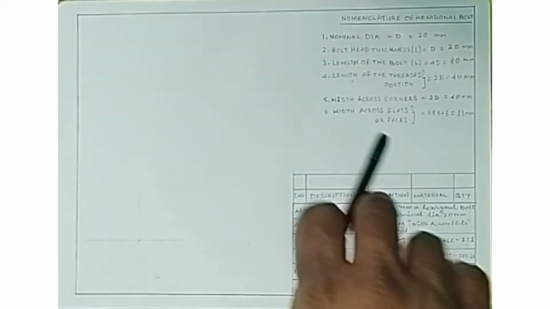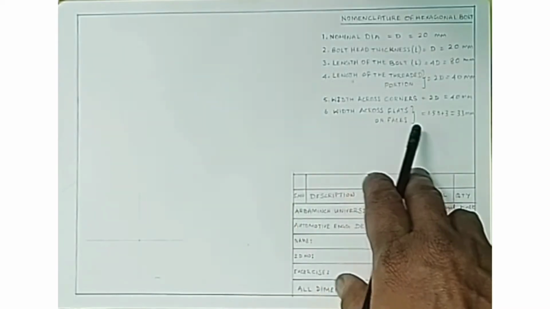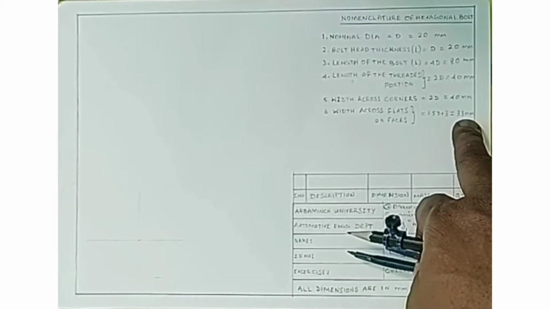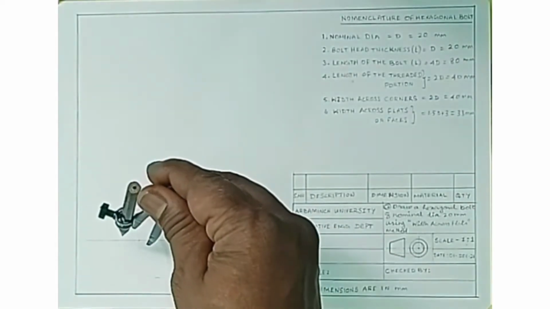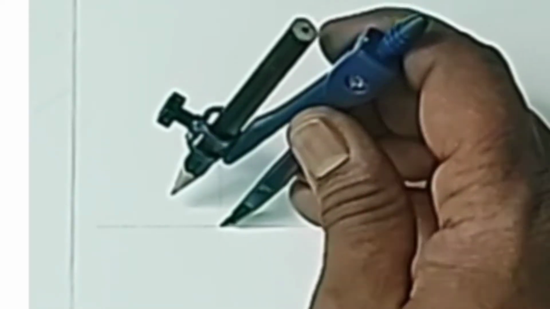Here we are going to use the width across flats method. So that is 33 mm. Means the diameter of the circle is 33 mm. Taking half of this dimension, means the radius of this, so that is 33 means 16.5. So taking 16.5 in the compass, draw a circle by keeping this as the center.